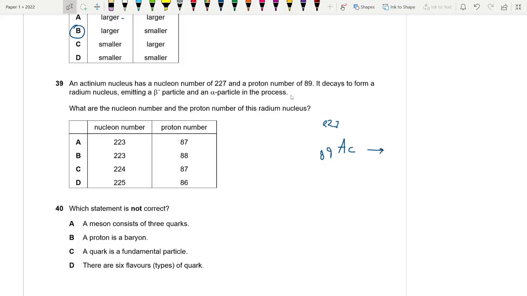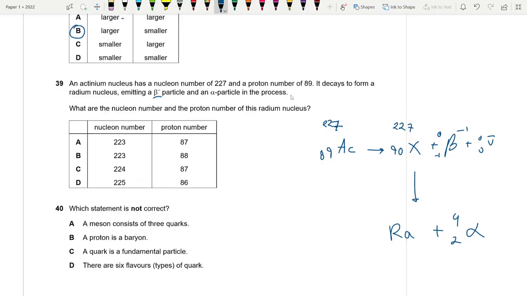Okay, so after the beta minus decay, what happens? We end up with something, maybe X. So the nucleon number remains conserved, but due to the beta minus particle, the proton number increases by 1. Then, to become radium, it releases an alpha particle, 4 2. So this should turn into 88, and this becomes 223, 223 and 88. So yeah, I'm gonna go with 39B.